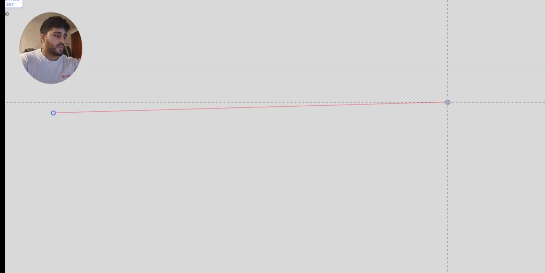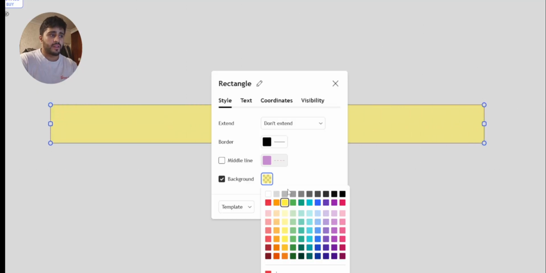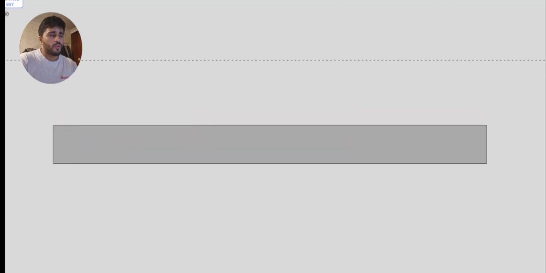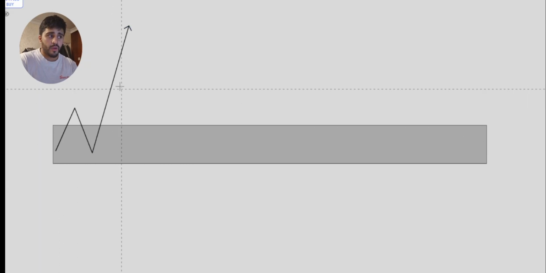This here, sorry, let me just do that again. This here is a 15-minute fair value gap right here. Imagine this is a fair value gap, right? So I don't actually trade the fair value gap. So what I look for is an impulsive move to the upside, right? So I use this impulsive move and my fair value gap is going to be somewhere in this region, right?